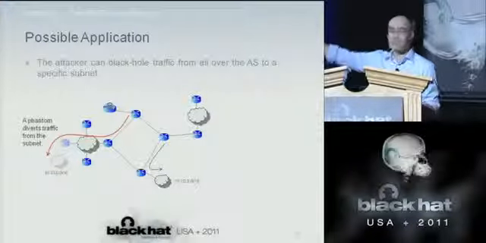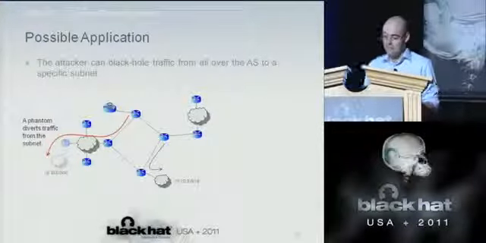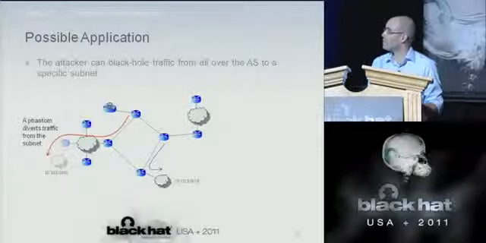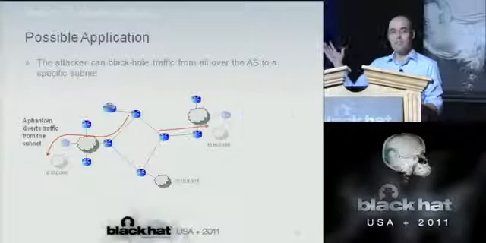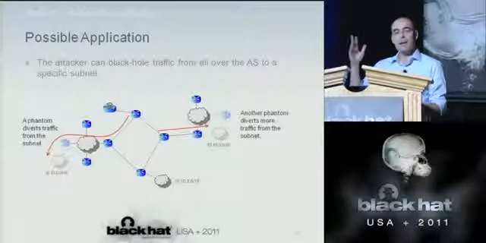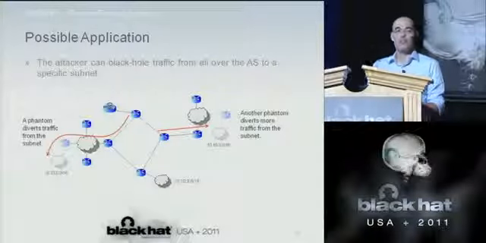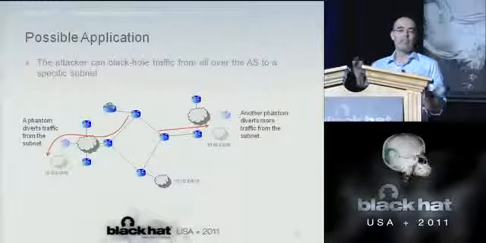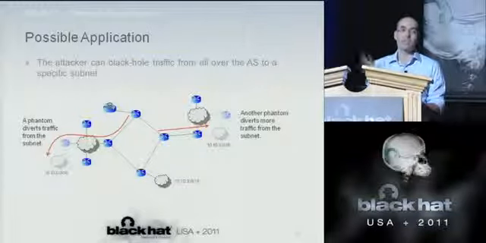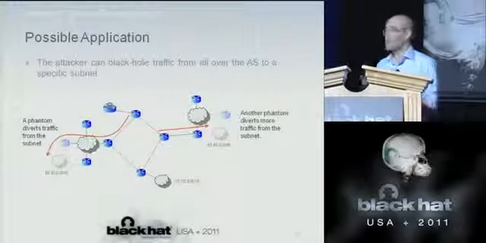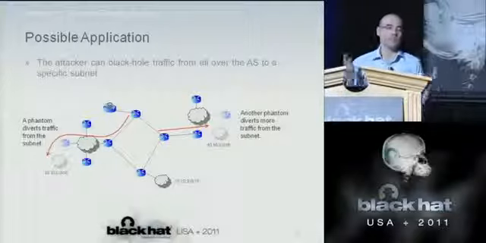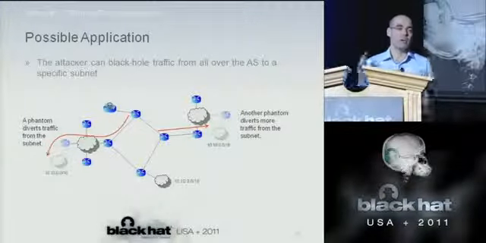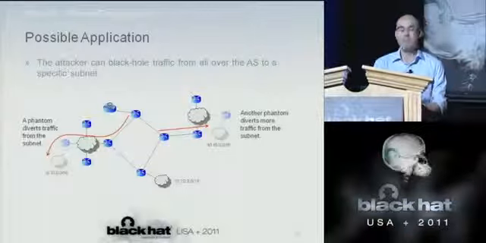Now, the routers on the right side are not affected, but this can be handled very easily by setting up another phantom router on the right side of the autonomous system. And the attacker can just move on and set up more and more phantom routers on the autonomous system at will, as needed, until all the autonomous system traffic destined to this subnet is black holed.